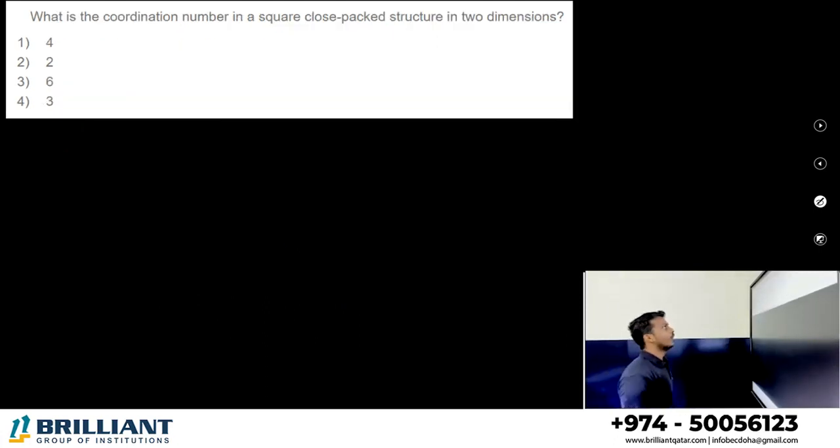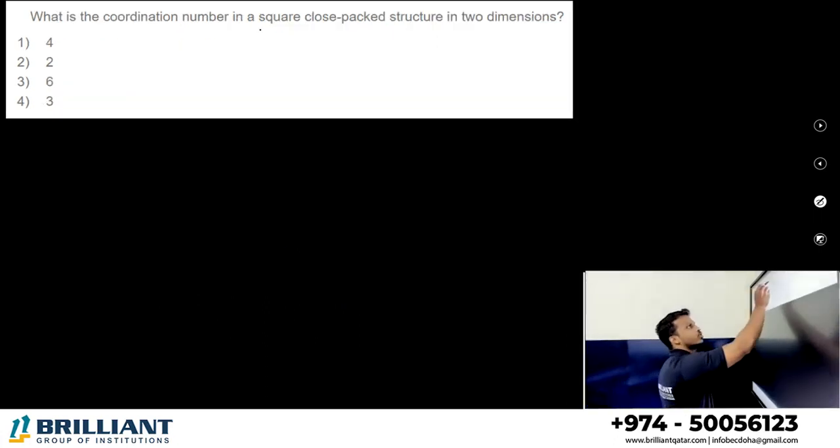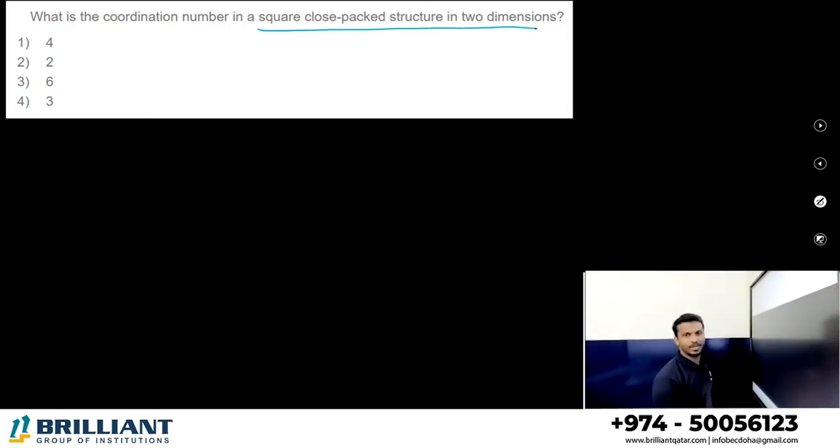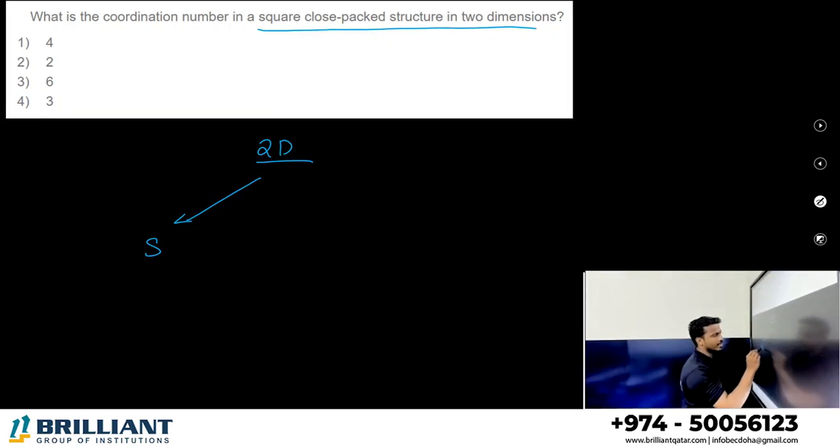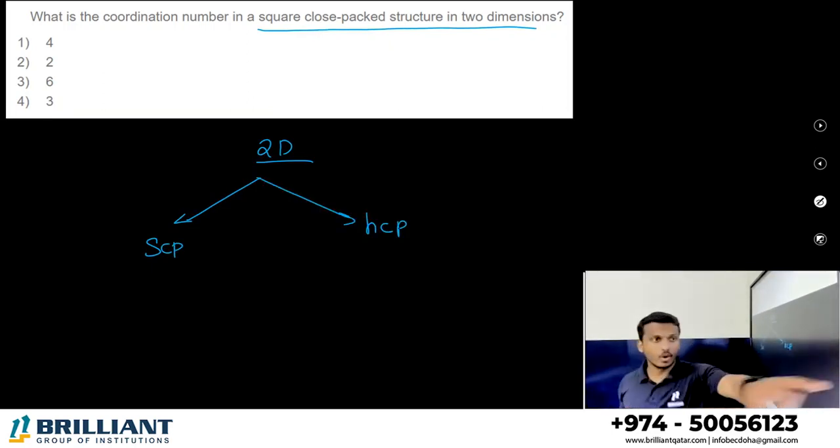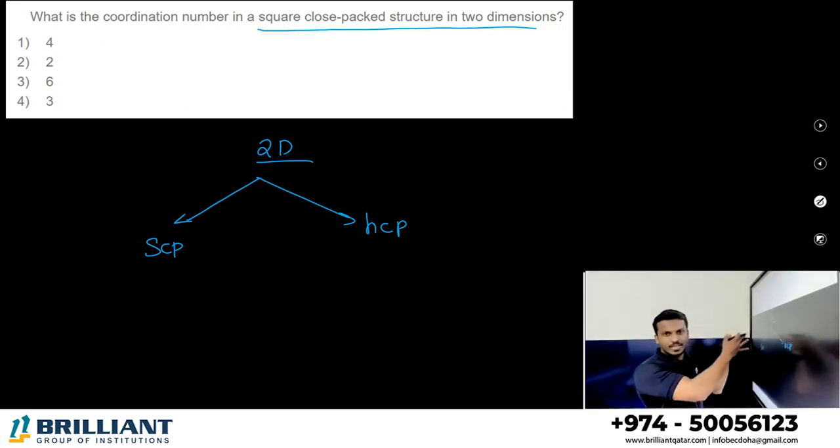Next question. What is the coordination number in a square close packed structure in two dimensions? In two dimensions, we study two types of close packing, square close packing and hexagonal close packing. Hexagonal close packing we just discussed before.